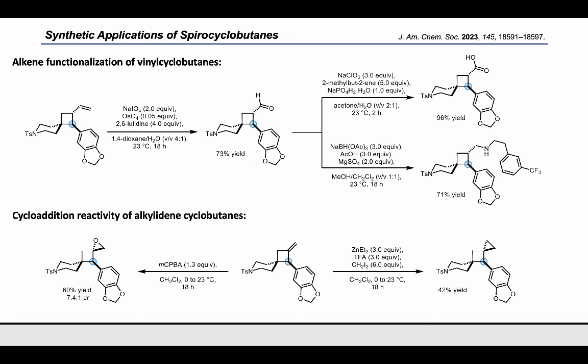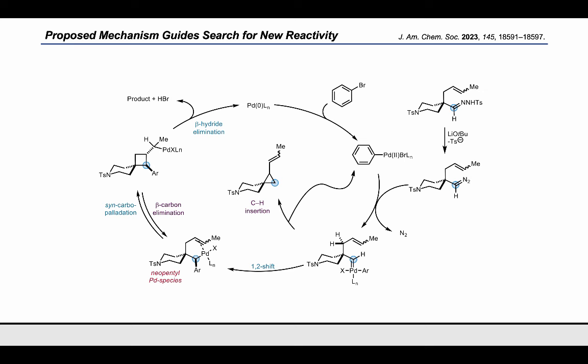Additionally, we are able to rapidly generate polyspirocyclic compounds through functionalizations of our alkylidene cyclobutanes. When subjected to mCPBA, we can form the spirocyclic epoxide on the left in moderate yield and DR, as well as the spirocyclic cyclopropane on the right using Simmons-Smith cyclopropanation in just 2 steps from the hydrazone reagent and aryl bromide.